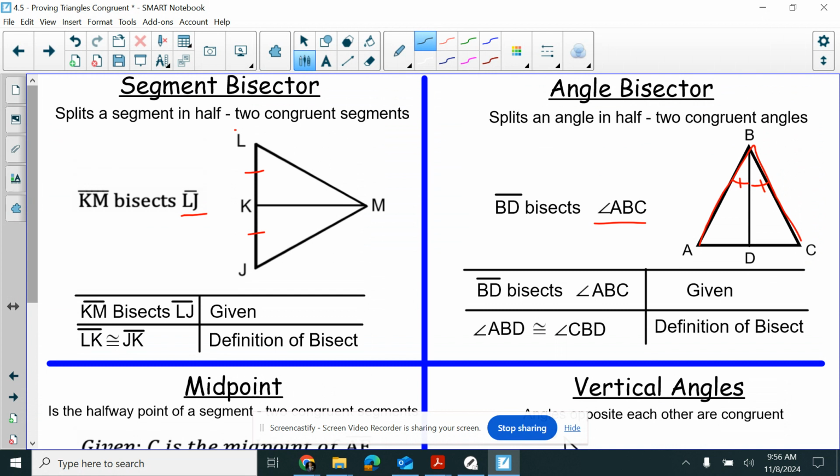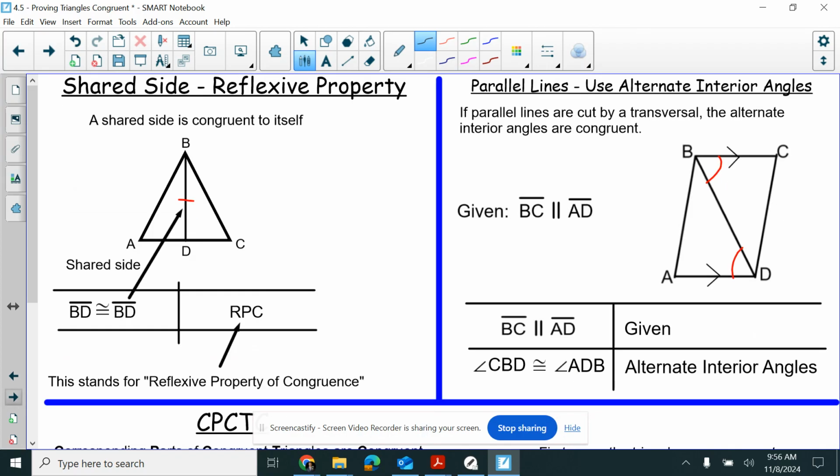It's kind of like the same thing for a bisector. You could have a segment bisector or an angle bisector. So that's going to be given to you, but then you need to come up with that congruent statement based on what's being bisected. So if line LJ is being bisected, then this piece is congruent to this piece, and you need to write that down and say definition of bisect. Or if the angle's being bisected, then these two angles are going to be congruent because of the definition of bisect.